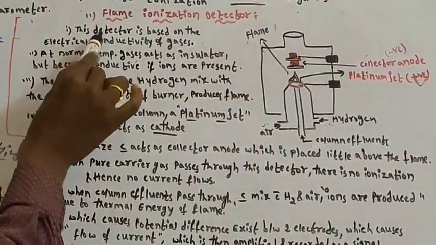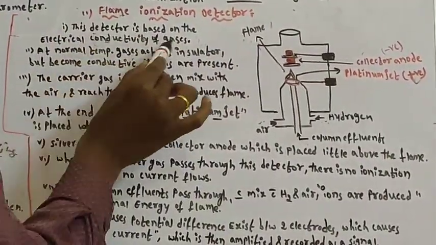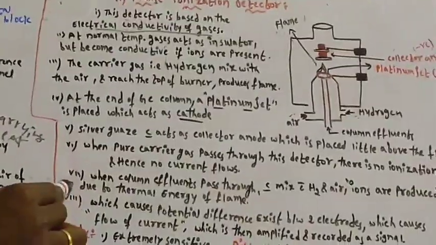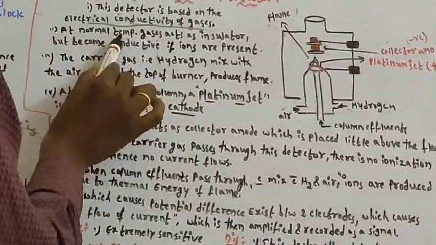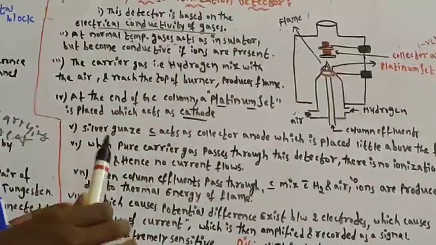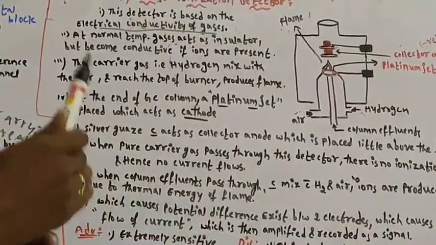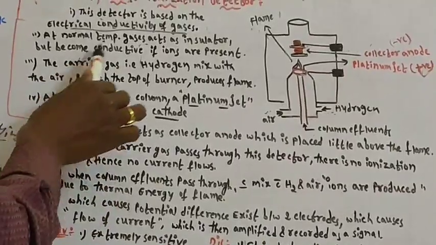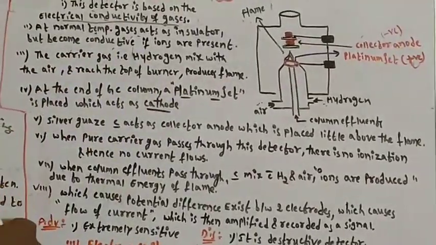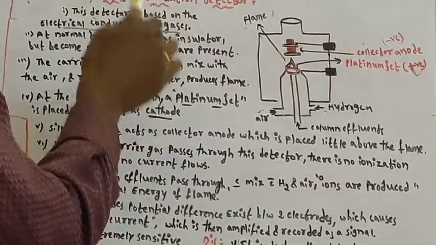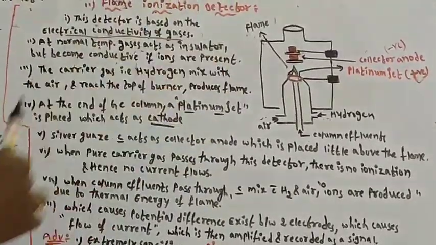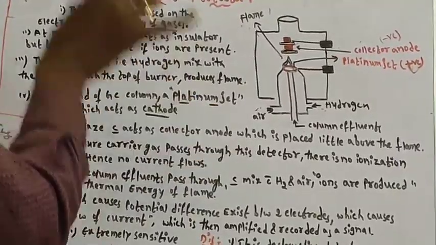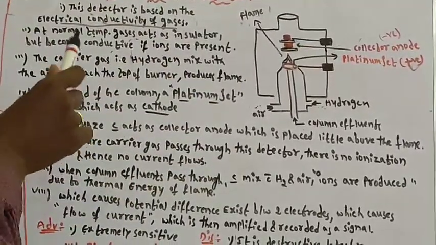You can see the detector is based on the electrical conductivity of gases. Electrical conductivity of gases means at normal temperature, gases act as an insulator. Insulator means no current will pass, because an insulator is non-conductive. But gases become conductive if ions are present. At normal temperature, gas will be non-conductive, meaning it acts as an insulator. It will be conductive if it possesses ions. Keep that in mind.